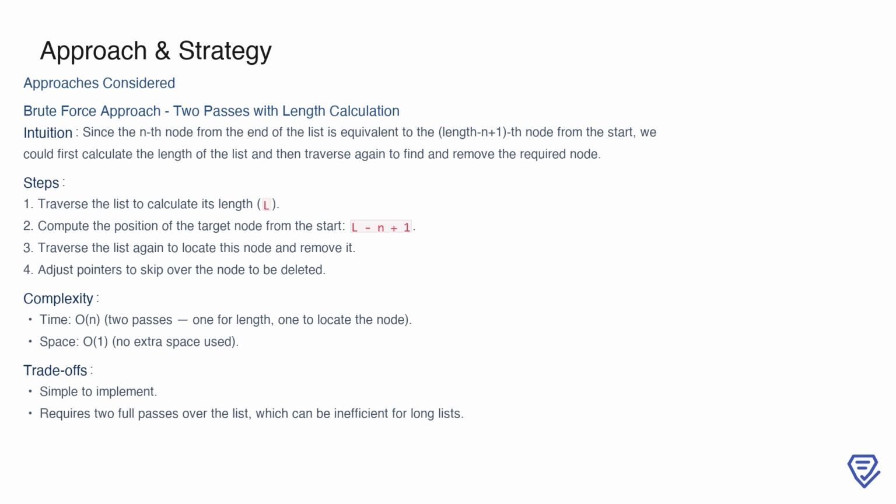Although this approach is straightforward and easy to implement, it requires two full passes over the list, making it less efficient for long lists. The time complexity is O(n), due to the two traversals, and the space complexity is O(1), since no additional data structures are used.